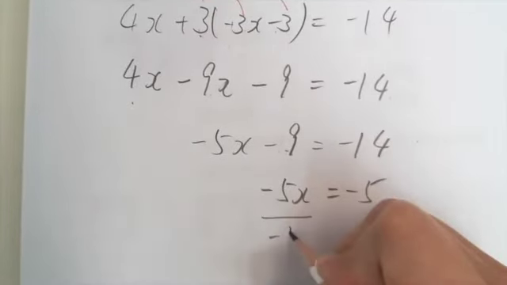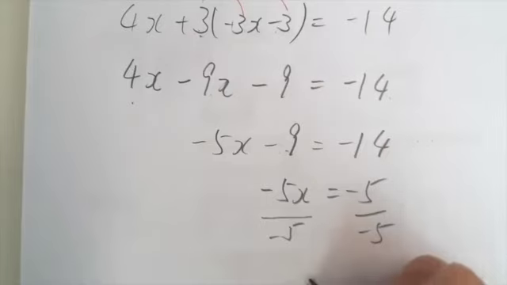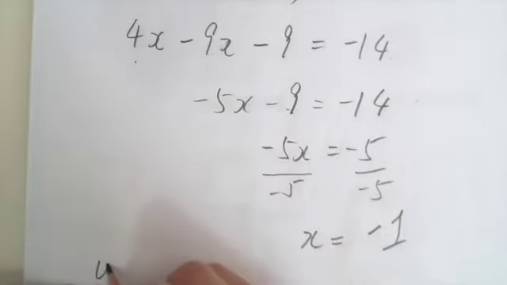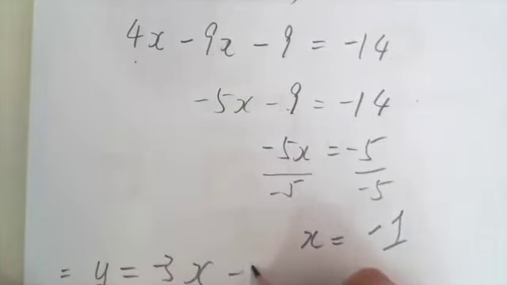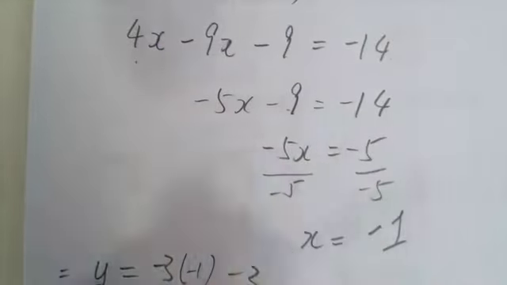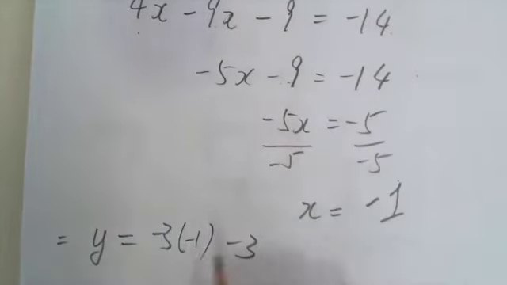So I divide both sides by negative 5, then I will get x equals negative 1. But it's not finished yet, we need to find y too. So we put y equals to negative 3x minus 3, yeah? So now we remove the x, we put negative 1 in, because x equals to negative 1. So negative 3 times negative 1 is 3. 3 minus 3 is 0.